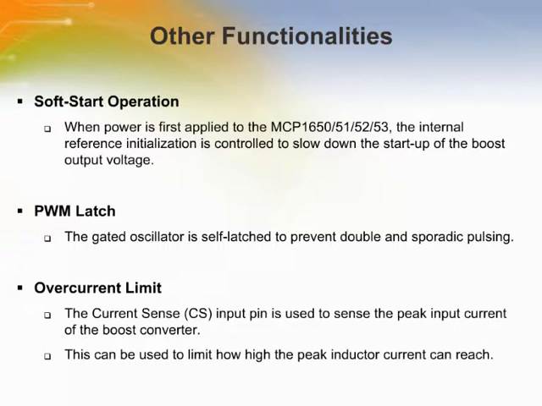The current sense input pin is used to sense the peak input current of the boost converter. This can be used to limit how high the peak inductor current can reach. The current sense feature is optional and can be bypassed by connecting the VN input pin to the CS input pin.